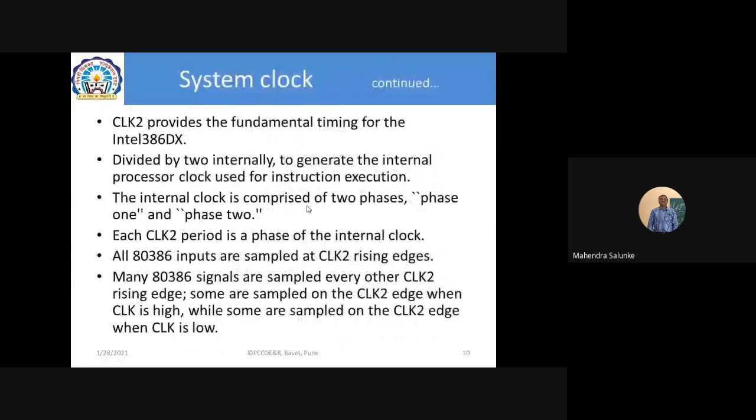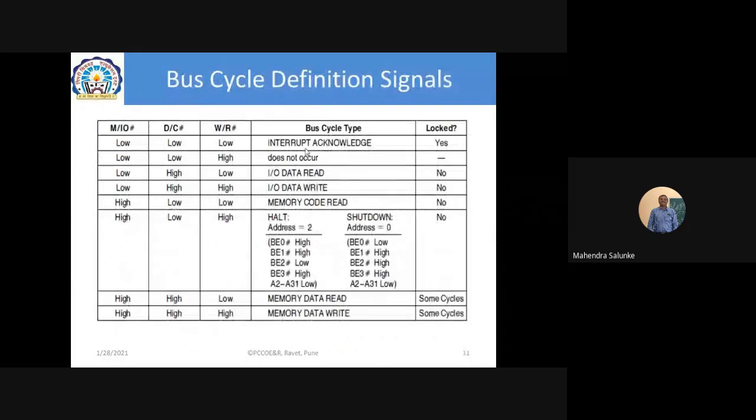And one does not occur, right? So this is the does not occur condition. Now here you can see the pins which define the bus cycle are M/IO bar, D/C bar, W/R bar. These are the three major pins contributing in defining the bus cycle.